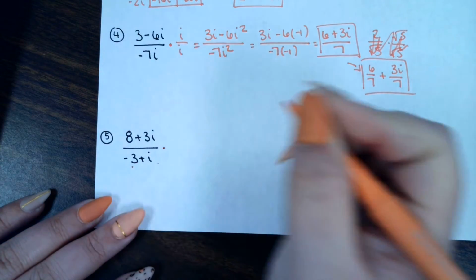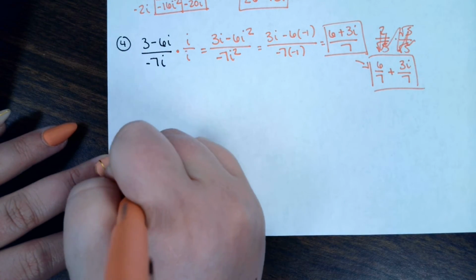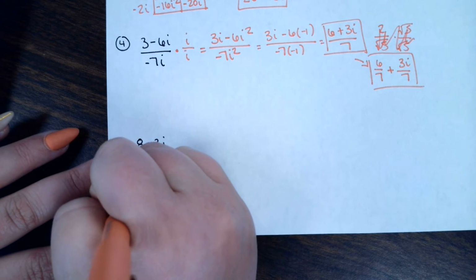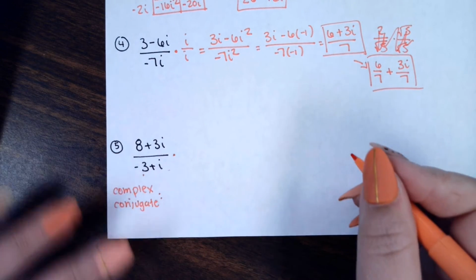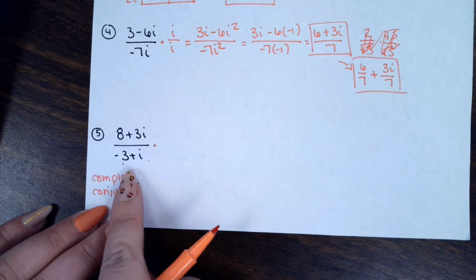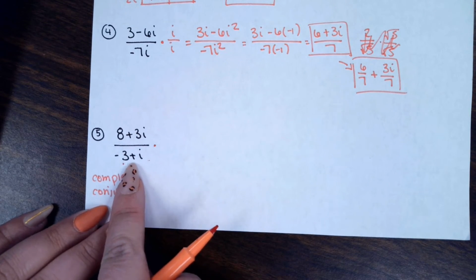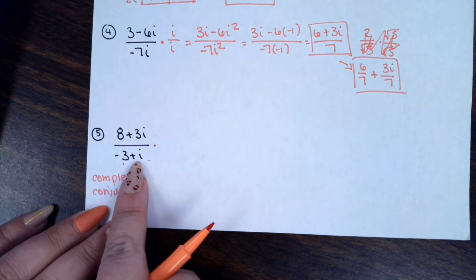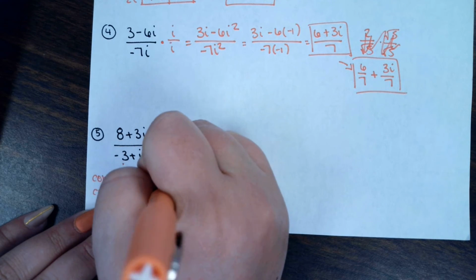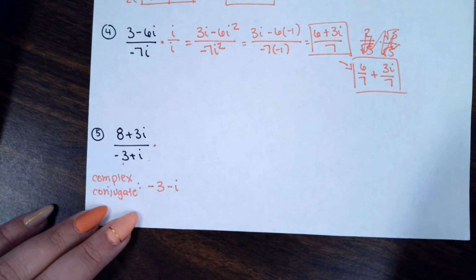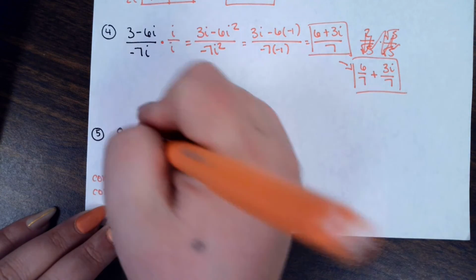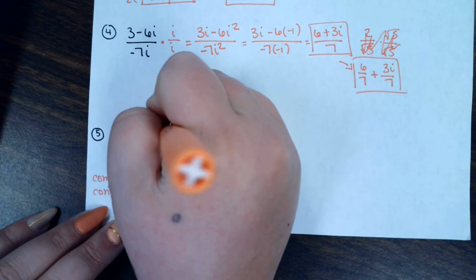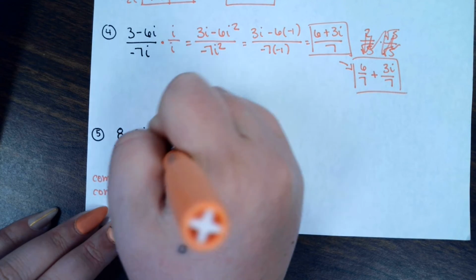So what we're going to multiply by is called the complex conjugate. The complex conjugate, all it does is change the sign on the imaginary number. So instead of negative 3 plus i, it's negative 3 minus i. So the complex conjugate, you switch the sign on the imaginary number. And that is what we're going to multiply by. And remember, we've got to do numerator and denominator.